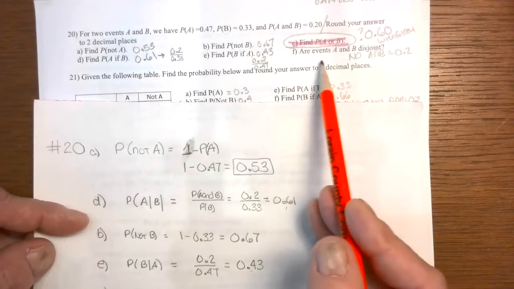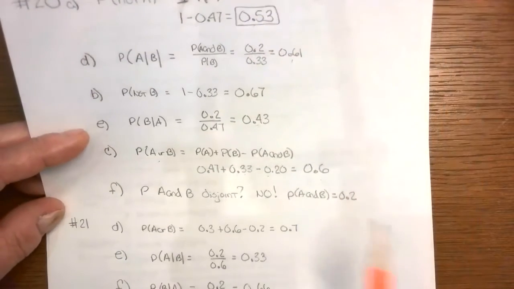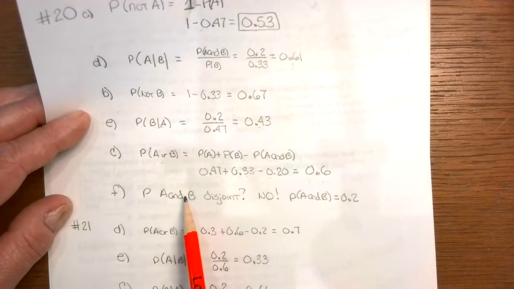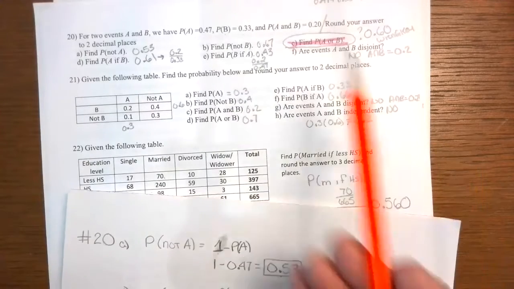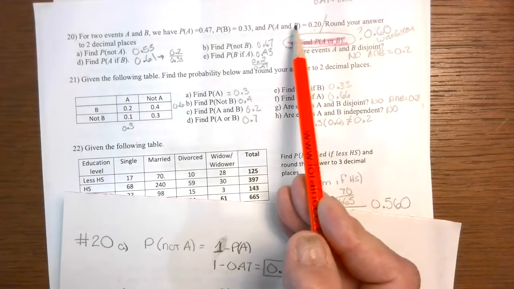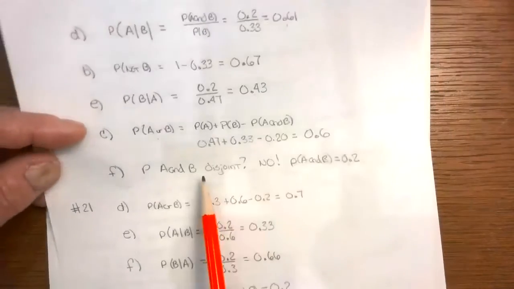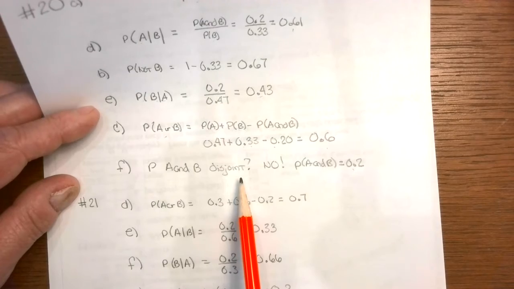Then the question was, are A and B disjoint? Okay, well, to be disjoint means that there is no overlapping probability. And clearly in the problem, it told me that A and B had a value of 0.2 right here. If the probability of something happening has a value, then they are not disjoint from each other. So the answer is no for letter F.